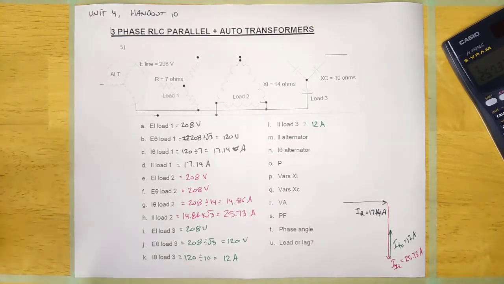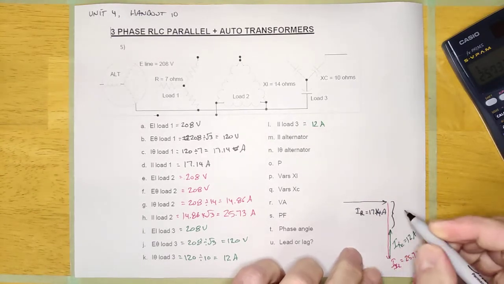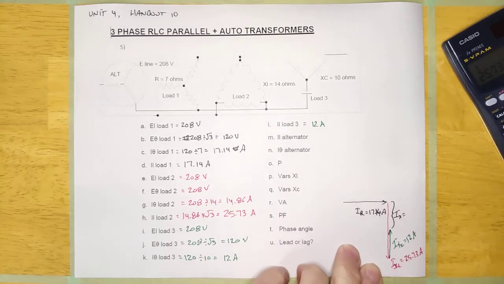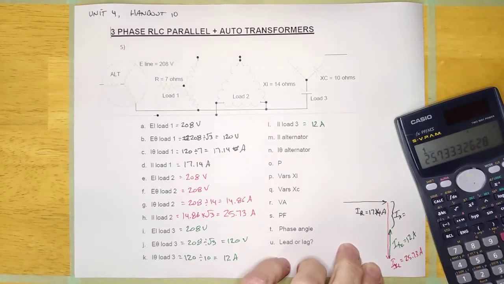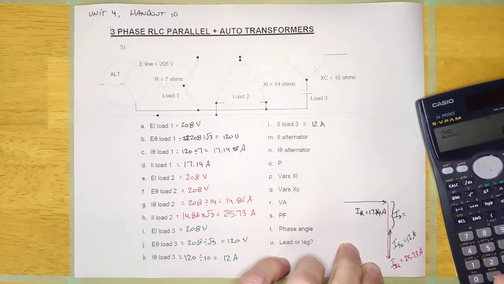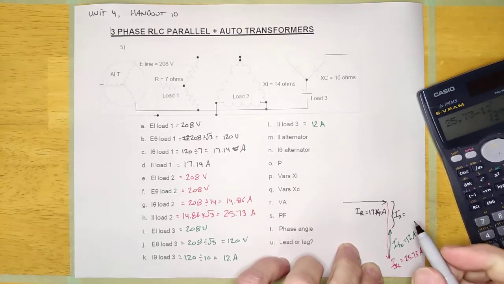And then this little bit right here is going to be IX. It's going to be 25.73 minus 12. Whoops, try that again. 25.73 minus 12 is 13.73.